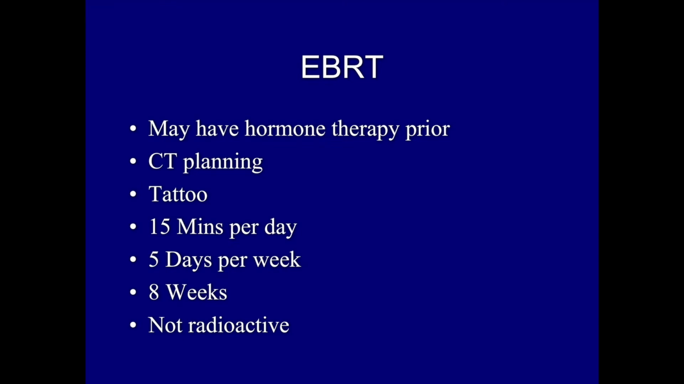EBRT patients may have anti-testosterone treatment prior to the procedure to shrink the prostate and make the target smaller. They usually undergo CT planning, and a small tattoo is placed on the abdomen to make it easier to aim the beam for the treatment. It takes 15 minutes a day, 5 days a week for 8 weeks, and it's important for the patient to realise that he is not radioactive afterwards.